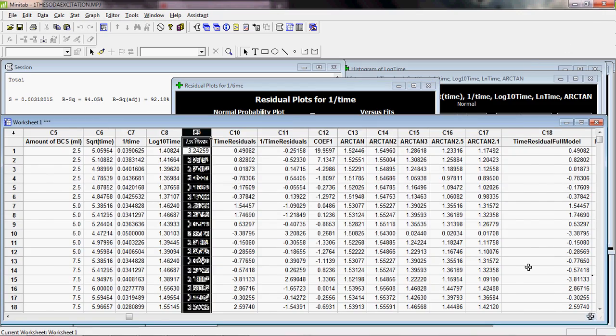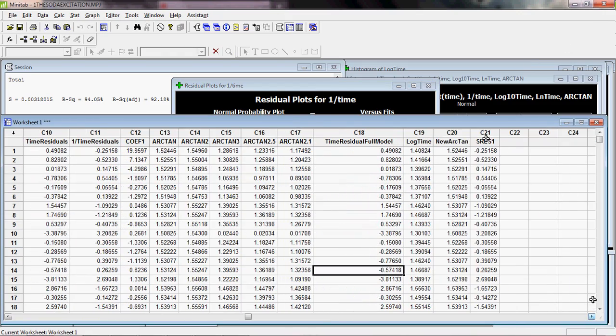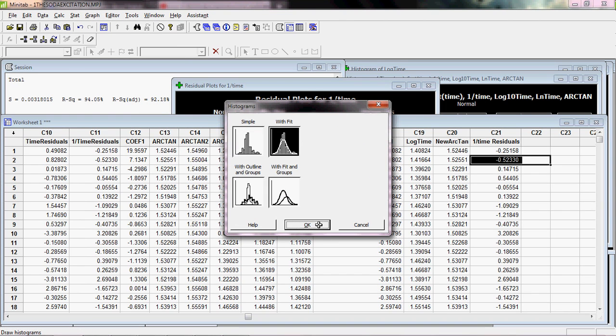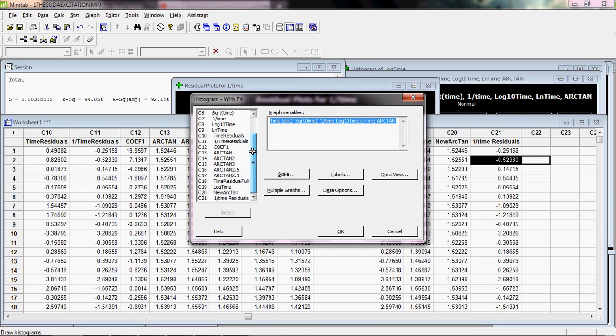We should have a new column now for standardised residuals, so rename that straight away. So this was the 1 on time residuals. If you don't rename it straight away, you'll forget what they're for. If we do a couple of histograms with the fits, let's look at time residuals full model and the 1 on time residuals.